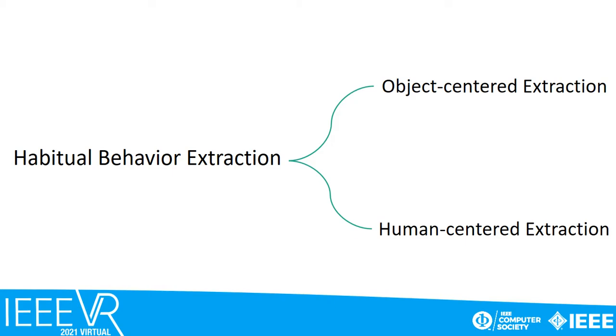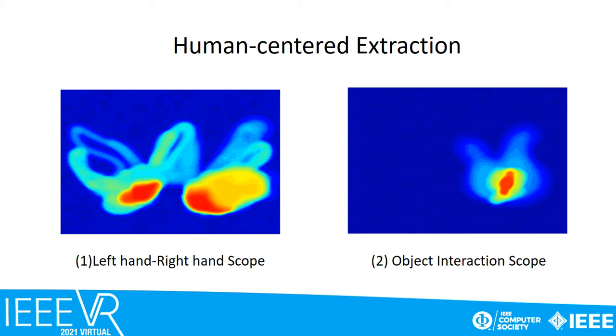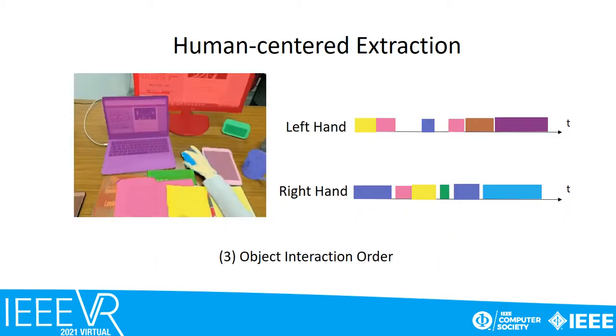We decompose the habitual behavior extraction into two parts, object-centered extraction and human-centered extraction. In the object-centered extraction, the weight of the object is recorded first, and we extract the position distribution of objects from the pre-processed video. In the human-centered extraction, we calculate the range of interactions for the left hand and right hand separately based on the detection of users' hands in the video, and we measure the range of interactions between individual objects. Moreover, we respectively record the index of the objects that the user's left and right hands interact with at each time during all interactions.